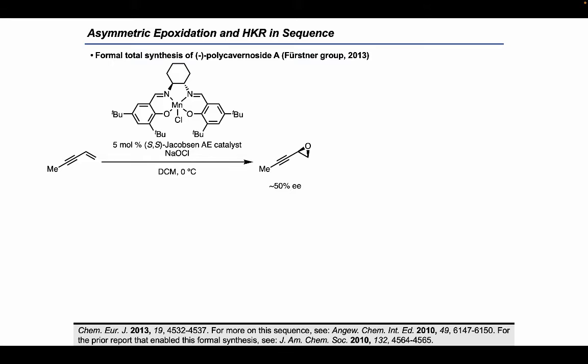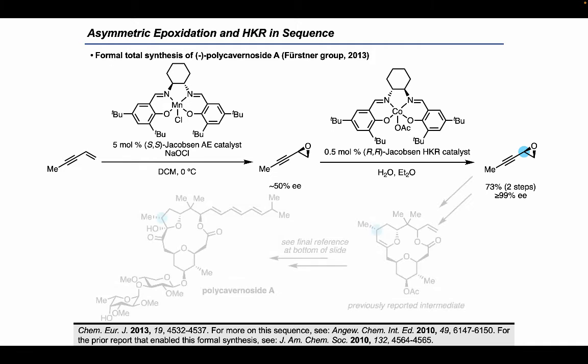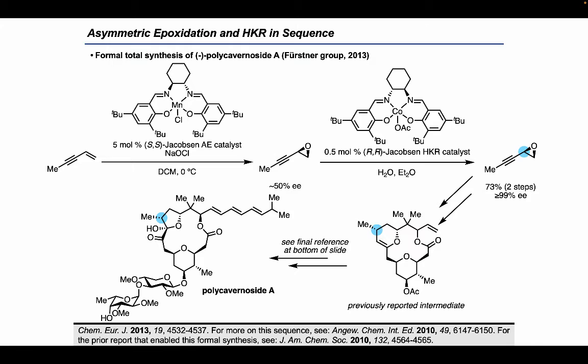For example, in the Fürstner group's 2013 formal synthesis of polycavernoside A, the authors used an asymmetric epoxidation of an enyne substrate to reach the desired epoxide in around 50% ee. Then, through a subsequent hydrolytic kinetic resolution, they were able to further enantioenrich the desired enantiomer of epoxide while reacting away the undesired one. This sequence was achieved in 73% yield, and provided an important building block that was used to reach a previously reported intermediate for the synthesis of polycavernoside A, thereby completing the formal synthesis.